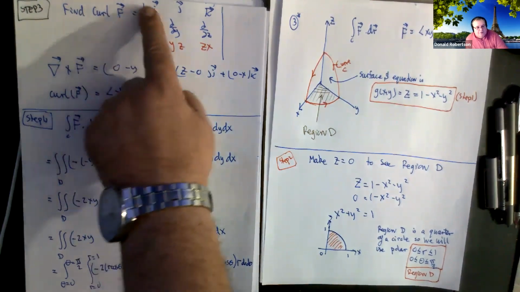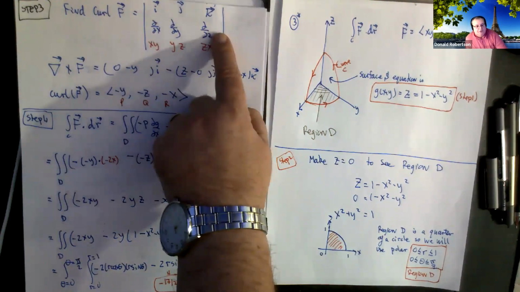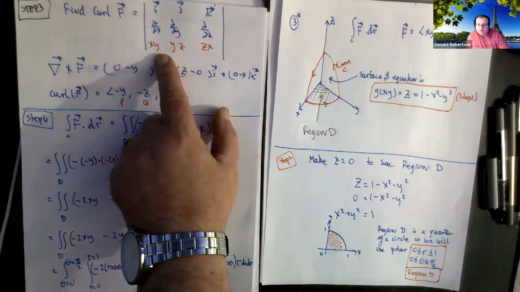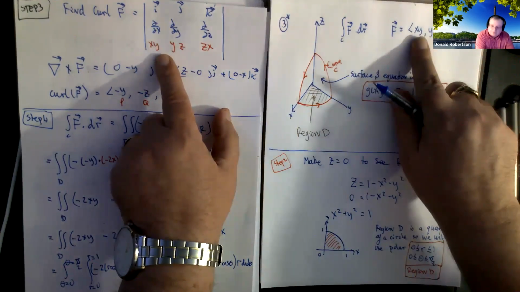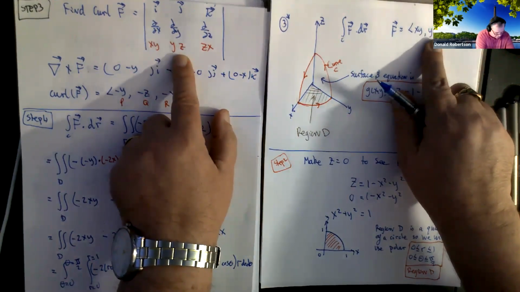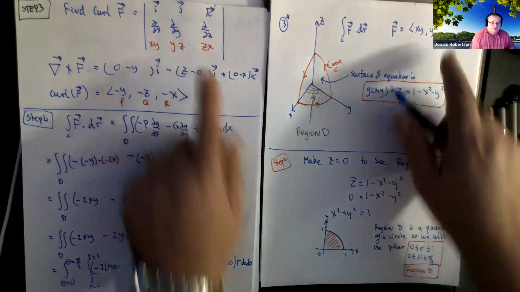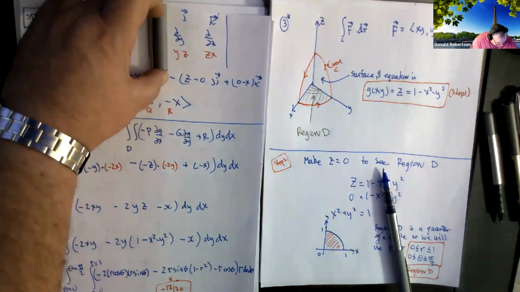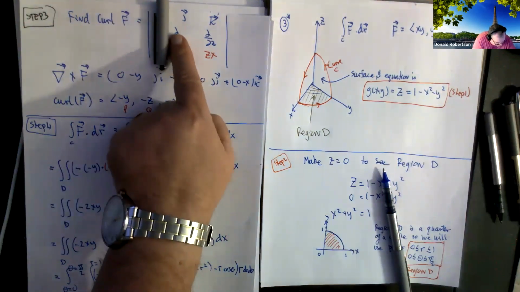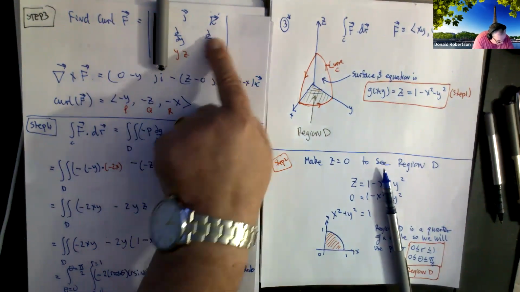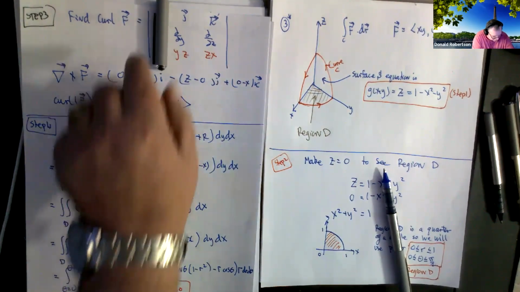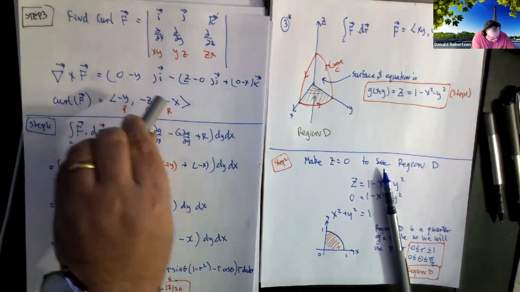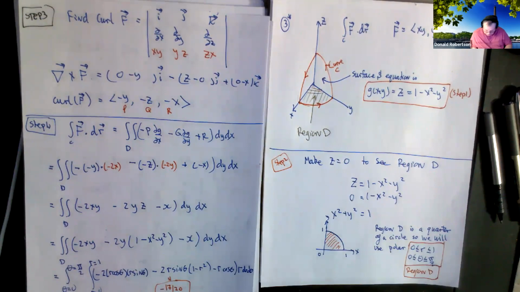Here's the curl of F, with i, j, k, the operator del, and this is F. This part here comes from F, and this part here comes from F. And if we do the usual cover-me-up, for instance, this one here, it's 0, take away y, and that becomes negative y. And the same thing happens here and here.